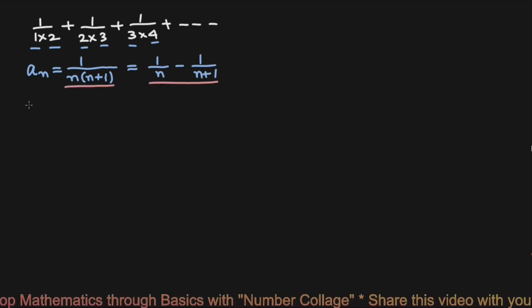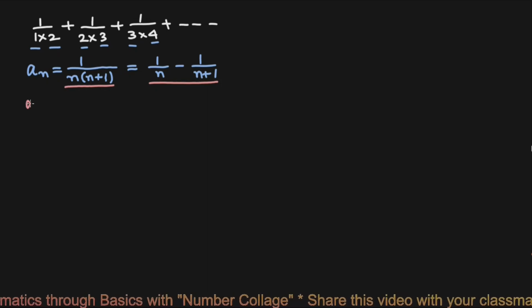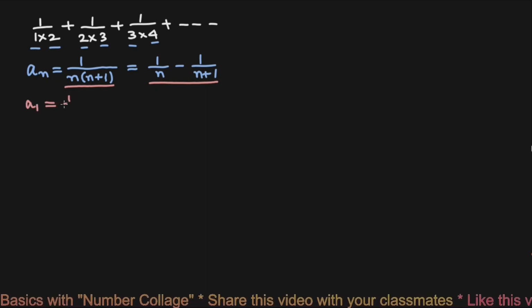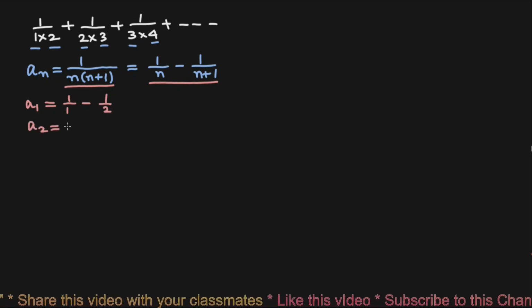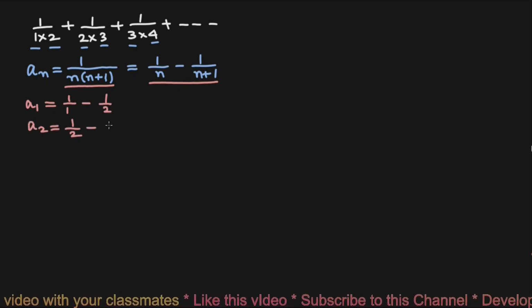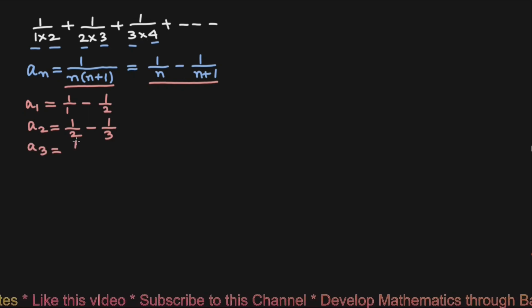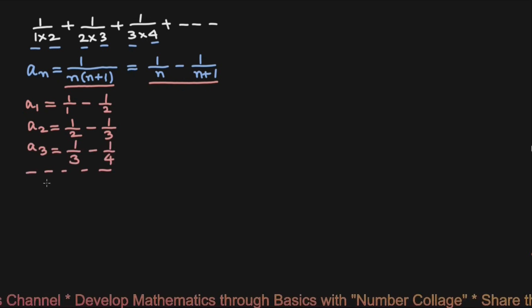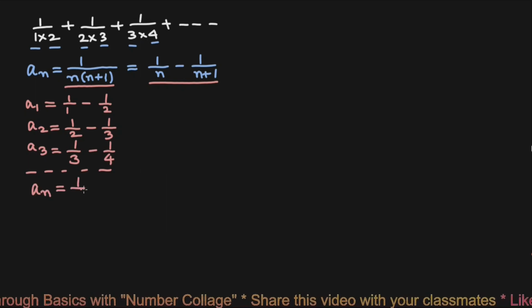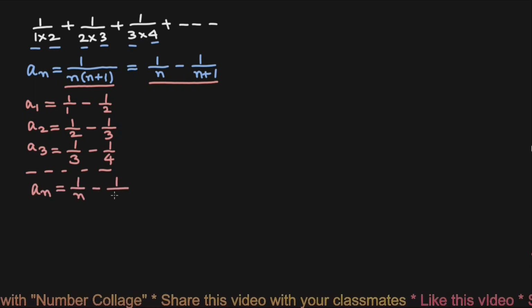Now from this nth term, we will find the first term, which will be 1 by 1 minus 1 by 2. Second term will be 1 by 2 minus 1 by 3. Third term will be 1 by 3 minus 1 by 4. So on and so forth. Nth term will be 1 by n minus 1 by n plus 1.